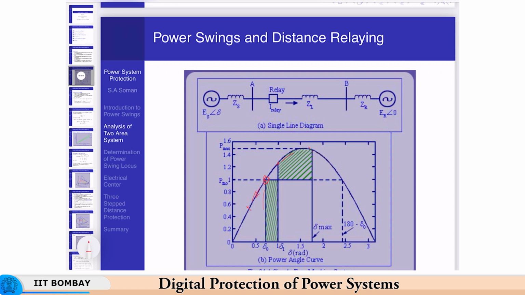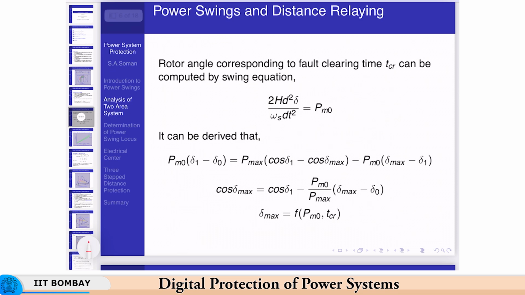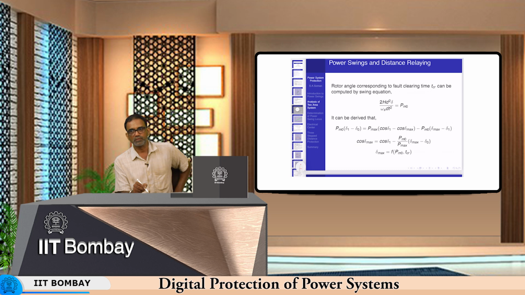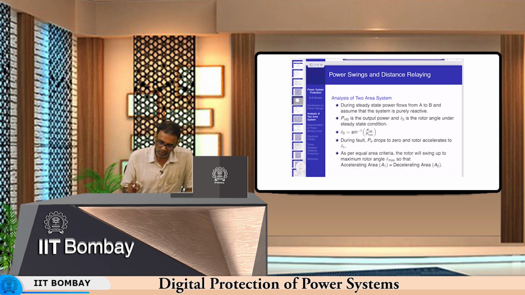And how do you find delta 1 here? You find it from the clearing time, from this equation here. You integrate this equation twice, and then from the clearing time you will be able to find the delta CR, which is nothing but delta 1 here. The second one is, of course, how do you find delta max? That you can find by equating the accelerating area and the decelerating area here.